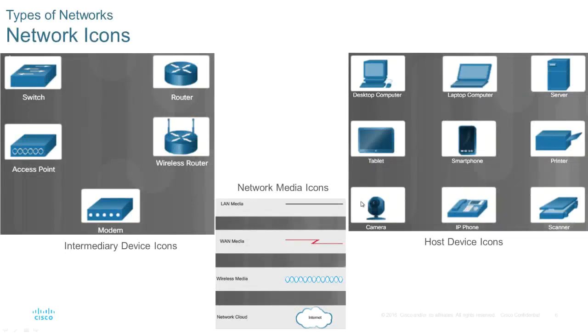The various media that connects all these devices together: the straight black lines are our patch cables, our LAN copper cables, and the lightning bolt symbols are WAN connections, which are generally slower connections. You've got the sine wave for wireless signals, and then your cloud to represent anything basically not in your control.